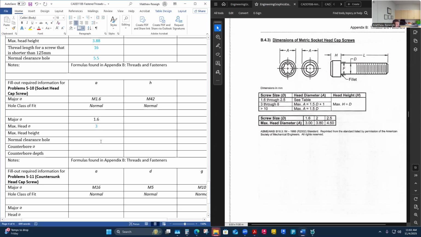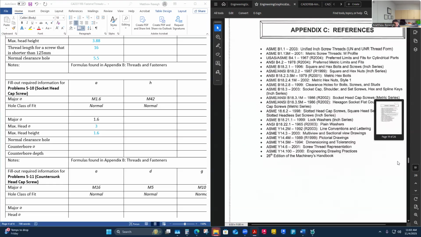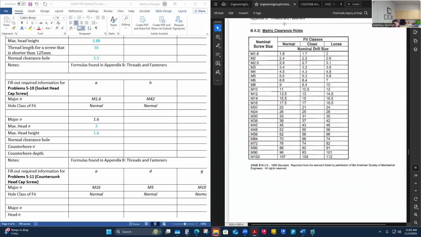It's pretty common with these sheets. There's no calculating. Max head height is H. They say that the H is going to equal the major diameter. The inch one was that way too. So I'm going to say the max head height is 1.6. A normal clearance hole on a 1.6, I don't know. It's down on this sheet, clear down here. Clearance hole for a normal fit. M1.6 is going to be a 1.8 millimeter hole. That makes sense. It's going to be slightly bigger, 1.8.